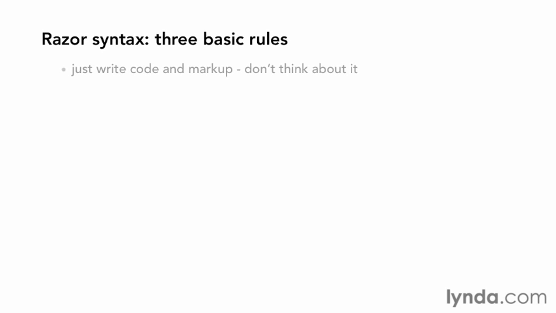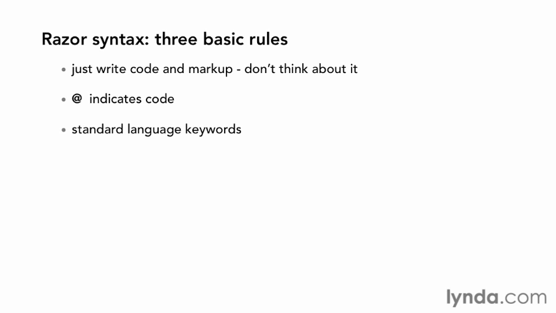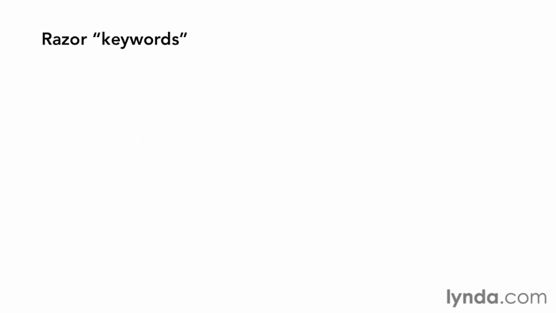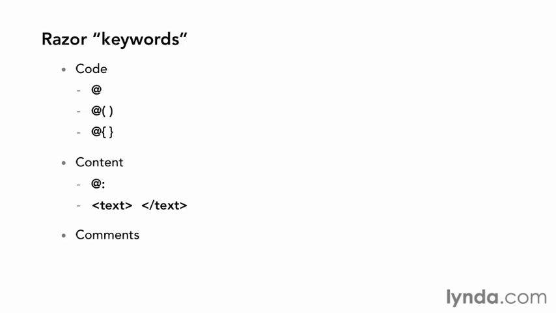First, just combine your code and markup. Don't think about it. Second, use the @ symbol to indicate that you want to start writing code. Third, use standard language keywords. Keywords such as if, else, and foreach. Though these 3 simple rules will get you through most scenarios, Razor does have a few more "keywords" at your disposal beyond the @ symbol. To show these keywords in action, let's create a new view that uses all of them.